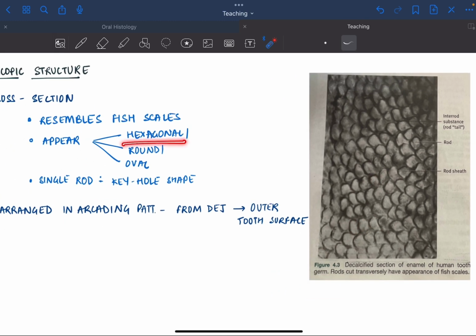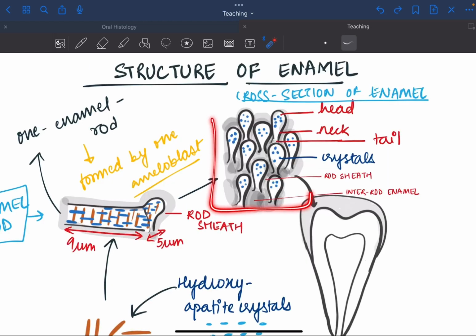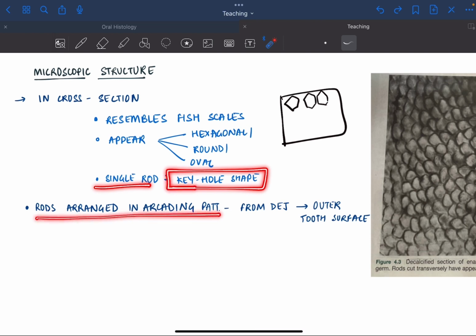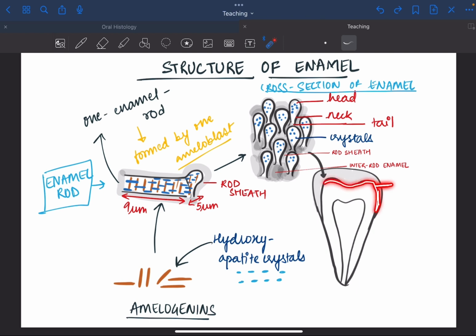Now the appearance can be hexagonal, round or oval. We are talking about this structure. It can be hexagonal, or it can appear round, or it can appear oval in cross section. A single rod is keyhole shaped. Rods are arranged in an arcading pattern from the dentinoenamel junction to the outer surface of the tooth. This is the dentinoenamel junction, where the dentine meets the enamel, and the rods are not just arranged straight, they are arranged in an arcading pattern.